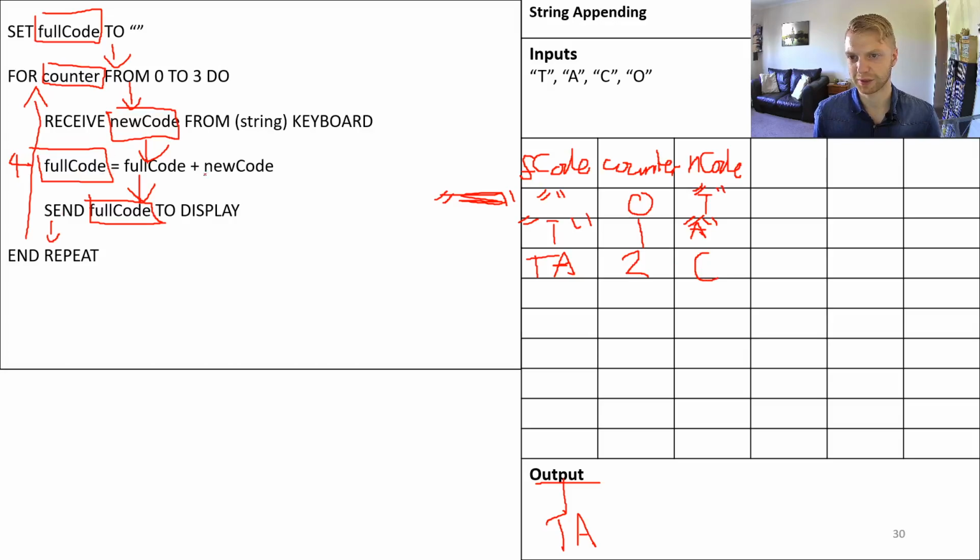Get full code equals full code. You can probably see as it's going, you add the C on. You get TAC. And then you go around one last time. So we're at 3 and 3 there. So we get O, TACO, and that's it.